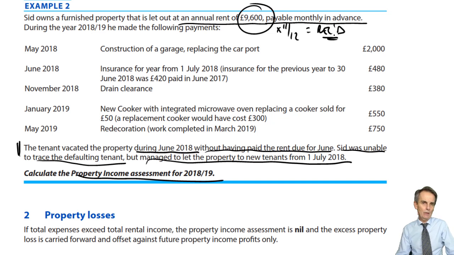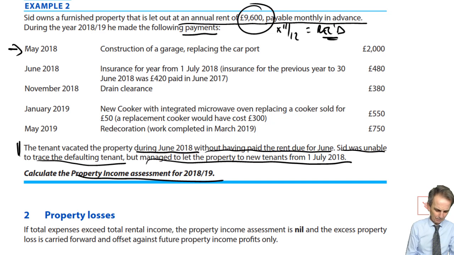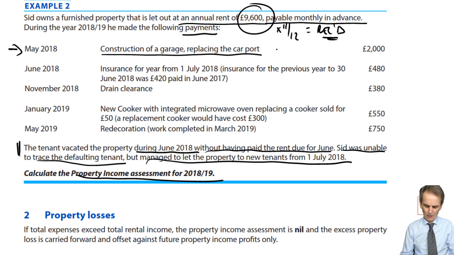Having got the rental income received, what about the allowable expenses paid? Well, we've got payments here. Here are the pay dates. May 18, well, that's in the tax year. But look what it is: construction of a garage replacing the carport. That's an improvement. A carport is just a cover across the side of the house. So that is an improvement, that is capital expenditure, that is not allowable revenue.